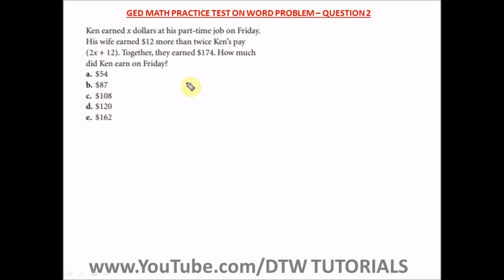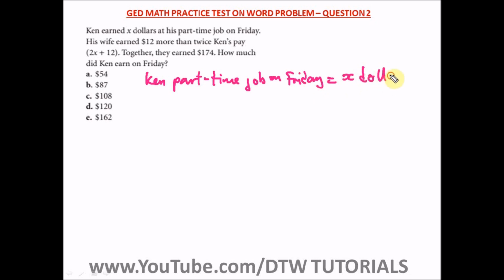Question 2 of the GED math practice test on word problems. It says Ken earned X dollars at his part-time job on Friday. Okay, so let us write this down. Part-time job, Ken earns X dollars. So we'll just write Ken part-time job on Friday is equal to X dollars.